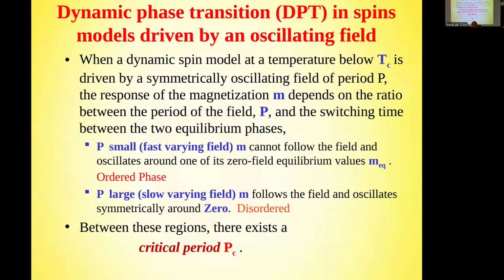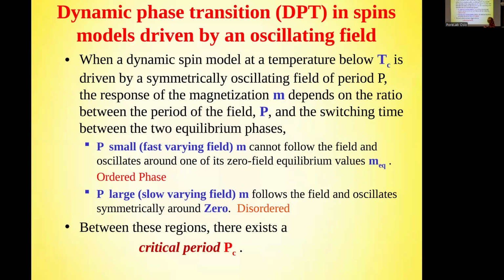Okay, first let me remind you a little bit of dynamical phase transition. When you have a system, like for example, an Ising model driven by an oscillating field of a period P, what if the system is below the critical temperature? What happens is the response of the magnetization depends strongly on the period of the field.